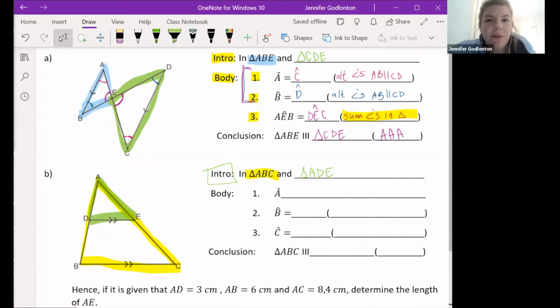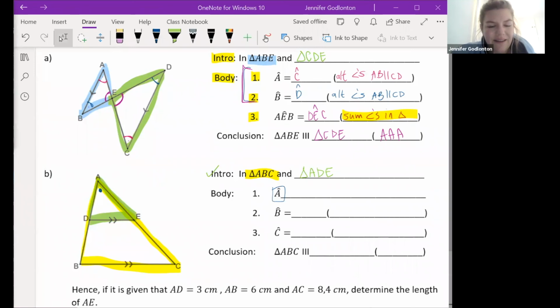Remember with maths, when we're feeling a little bit overwhelmed, we're just going to look at it step by step. We're going to look at one thing at a time. We have done our intro. Great. Now we're going to move on to the body. We're going to start with the first one. We're just going to look at angle A. What can you tell me about angle A? What is special about angle A? Naledi, what is special about angle A?